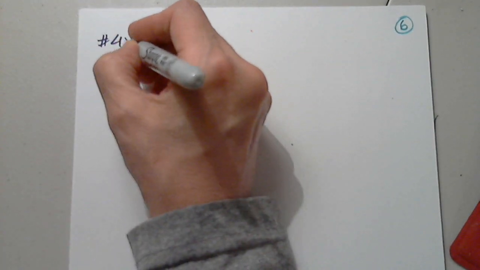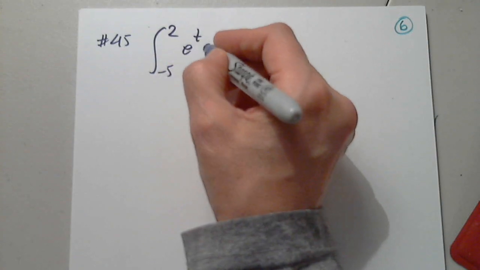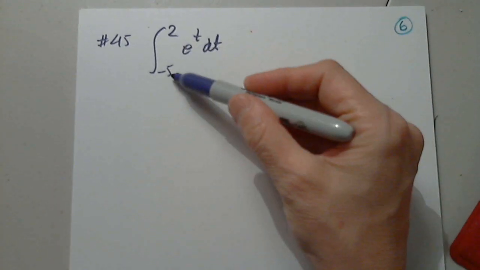I will choose 45. In 45, we have the integral from -5 to 2 of e to t dt. Of course, if the variable is t, then we have to have dt. Perfect. It's a definite integral.